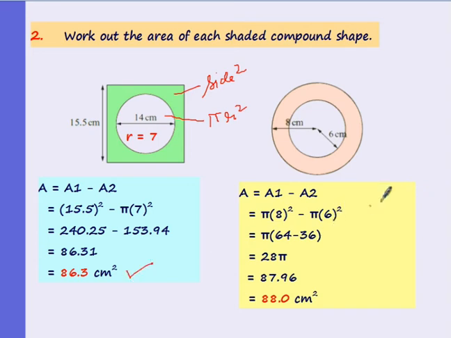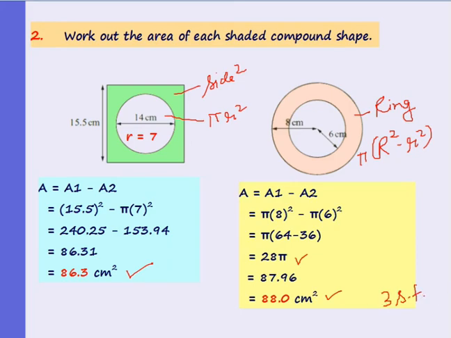This is a ring. So the area of a ring is pi R square minus pi r square, capital R and small r. Or you can say outer circle minus inner circle. So I have taken pi R square minus pi r square. I got 28 pi, and my final answer is 87.96. When I round off, it becomes 88.0 centimeter square if they want 3 significant figures.